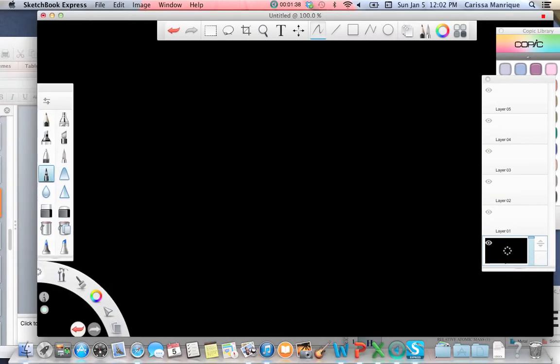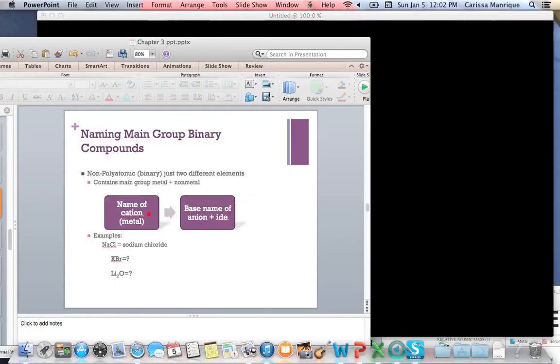Let me pull up the PowerPoint. Okay, so how you name these, if you follow my little guide right here, you name the cation, which is the metal, and then your base name plus ide, your anion plus ide. So let's look at this. For example, NaCl. The name of the cation is the first element listed, which is sodium. Na is sodium. And then we have the base name of the anion, chlorine, plus ide, so it would actually be chloride. So this is sodium chloride.